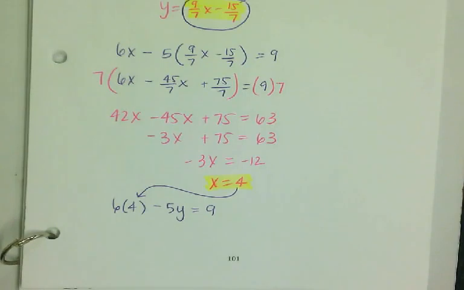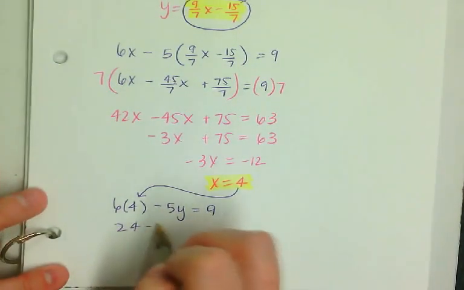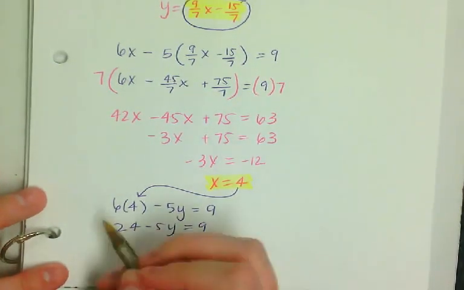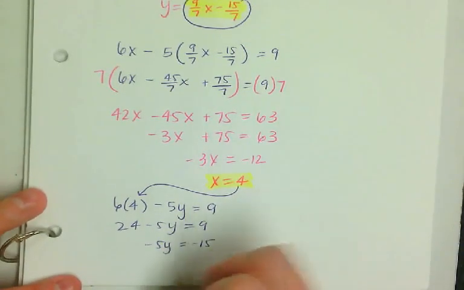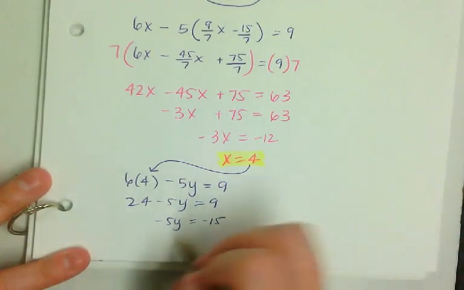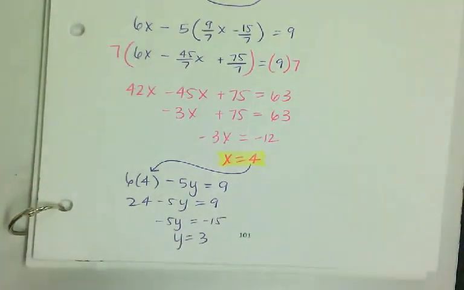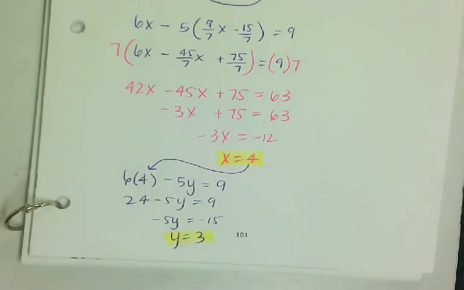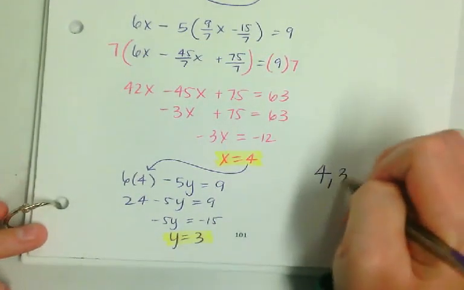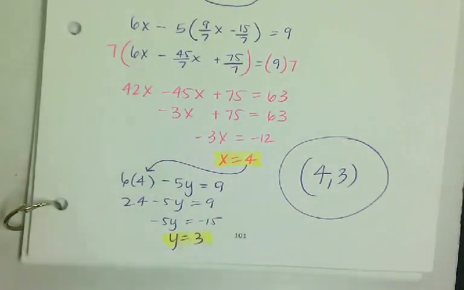And I'm going to solve for y. So I have 24 minus 5y equals 9. Subtract 24, so negative 5y is negative 15. And then I would divide, so y is 3. Now, I'm still not done. I do have both halves of the answer, but this is a coordinate point. So I need to come over here and write it as a coordinate point. It is 4, 3. And that is my final answer.